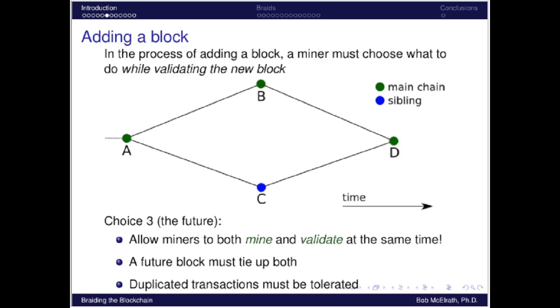One of the things that has to happen with this is that duplicate transactions have to be tolerated. But this essentially gets at the main point. In order to mine and validate at the same time, blocks have to have multiple parents. That's the essential observation.